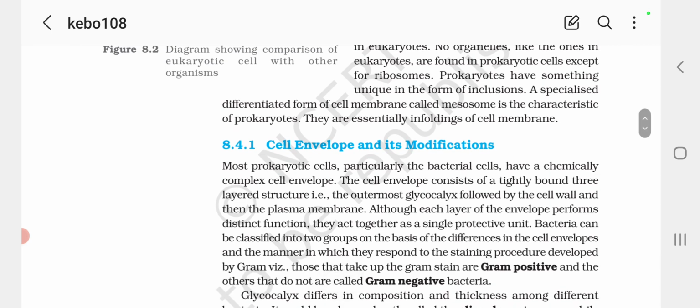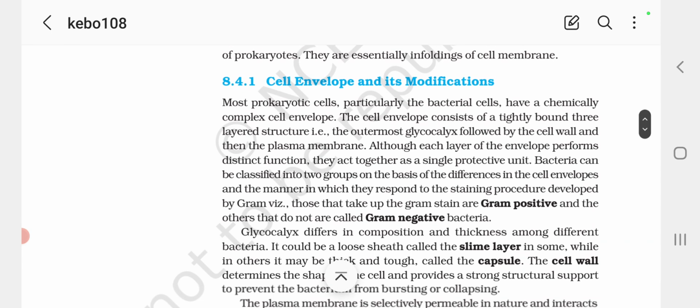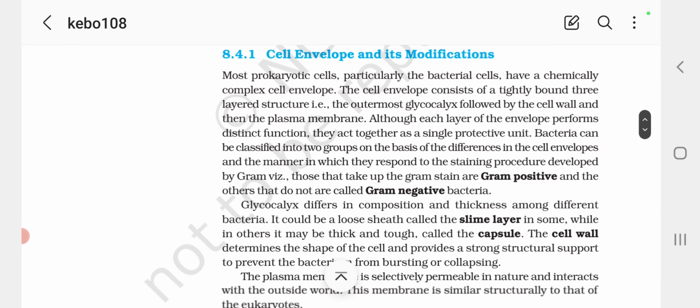A specialized differentiated form of cell membrane called mesosome is the characteristic of prokaryotes. They are essentially infoldings of cell membrane. 8.4.1 Cell envelopes and modification. Most prokaryotic cells, particularly the bacterial cells, have a chemically complex cell envelope.